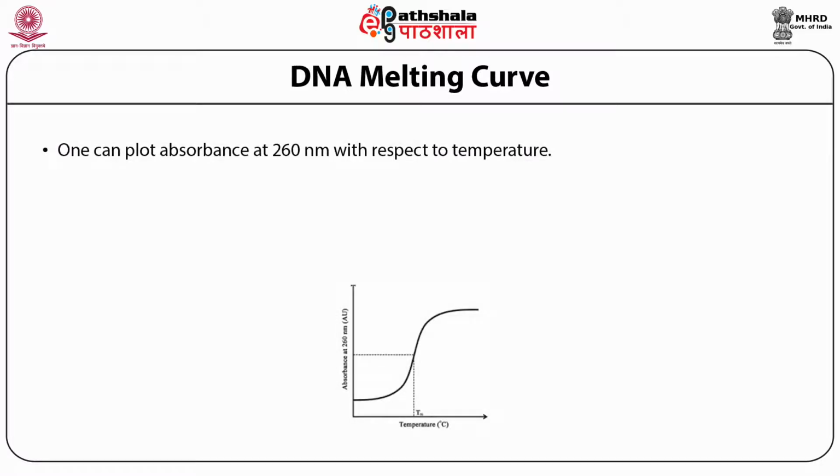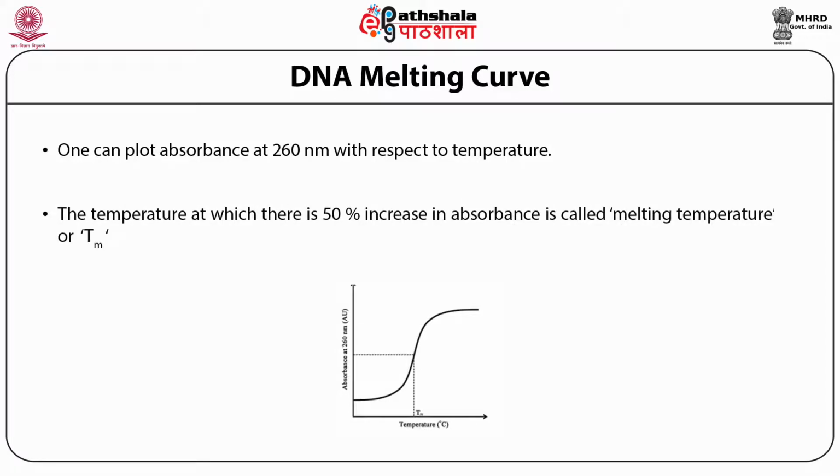One can plot absorbance at 260 nanometers with respect to temperature when we are heating DNA. Then we get a curve which is almost sigmoidal in shape, and the temperature at which there is a 50% increase in the absorbance is called the DNA melting temperature, or Tm.